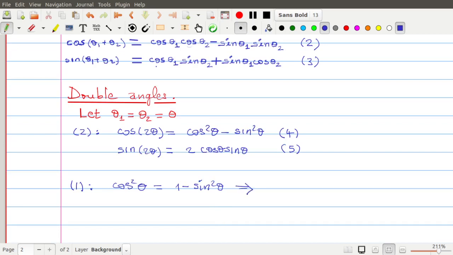So if we use this and substitute into 4, I don't want to number this, we get cosine 2 theta is equal to 1 minus sine square theta minus sine square theta, so this will be 1 minus 2 sine square theta.